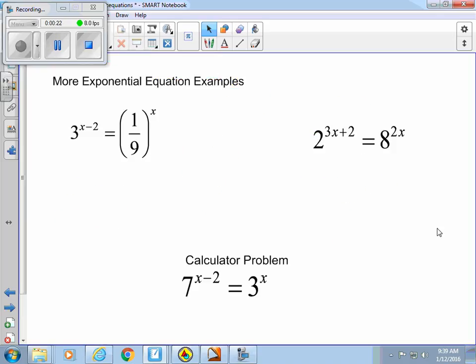Okay, so we're going to look at some more exponential equations today, and there are 2 types we're going to look at. One type we're solely going to do in the calculator. The other type I'm going to show you the by hand option and the calculator option, and you can choose wisely, whichever way you wish. So I have 3 to the x minus 2 equals 1/9 to the x.